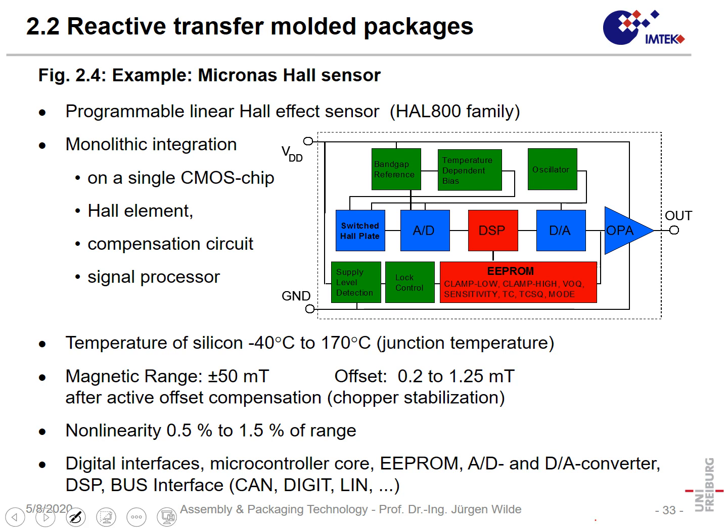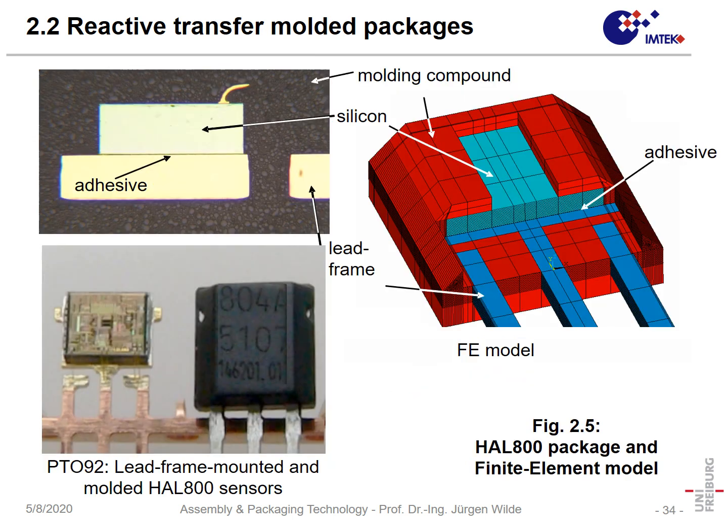For instance, the AD converter requires a band gap reference, so we need a very precise voltage reference which is independent of temperature. And we need also a temperature-dependent bias, because the conductivity and the mobility of the carriers in the Hall plate is strongly temperature-dependent. All of this at costs of maybe €0.50 per device or so.